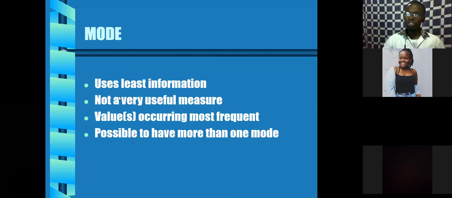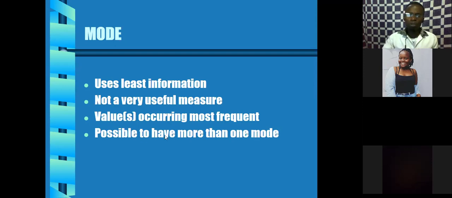The mode uses the least information. You don't need so much information, okay. It is not a very useful measure of central tendency, all right. It may just indicate where much of the data set is falling, in what category, okay.